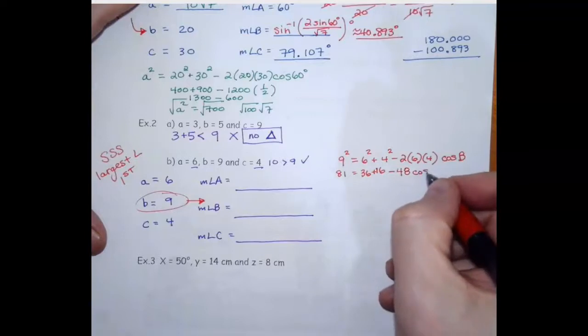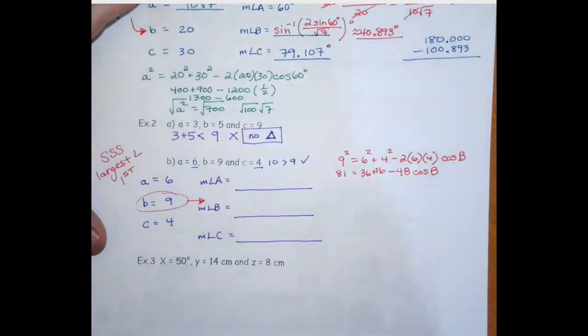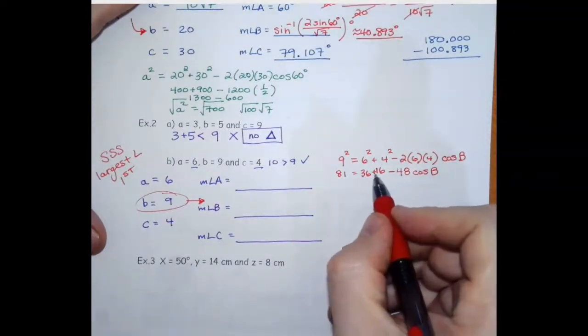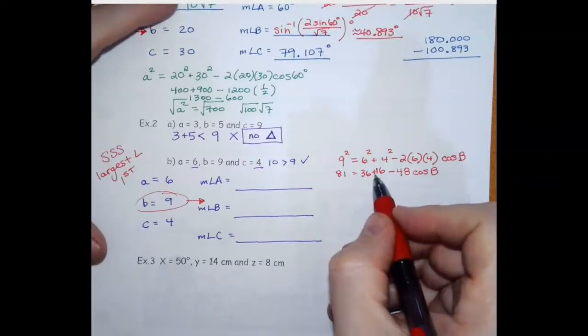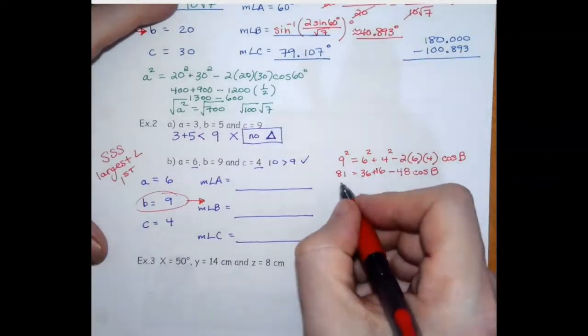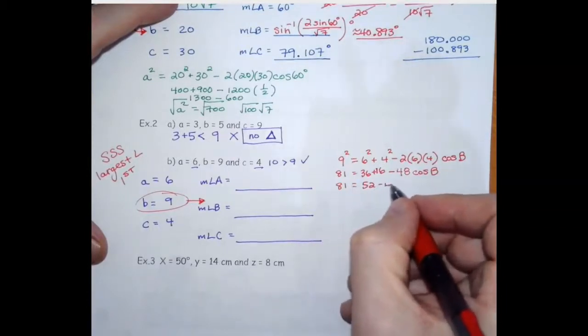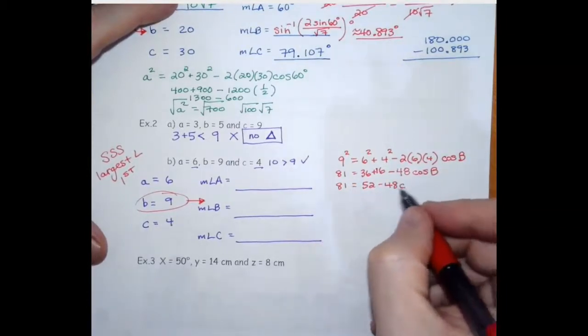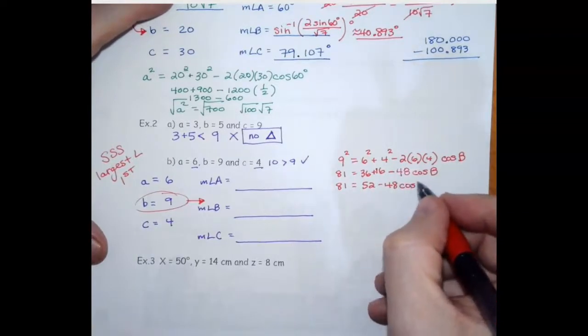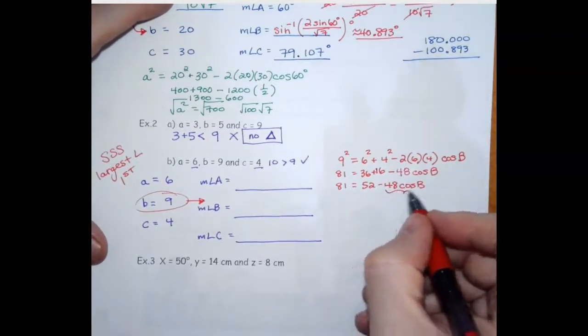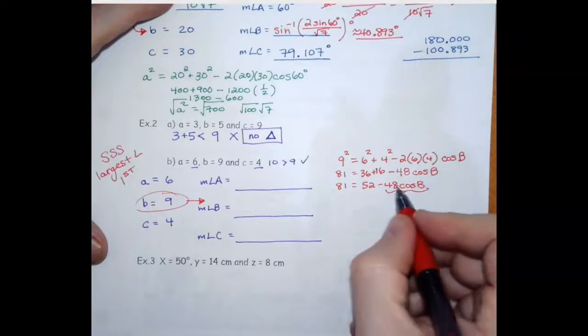48 cosine B. So if we add these two together, that's 52. So we're going to subtract 52 from both sides. Now be very careful here. Some students make a mistake and they try to subtract 48 from 52. You can't do that. This is order of operations, and you've got to multiply before you subtract.